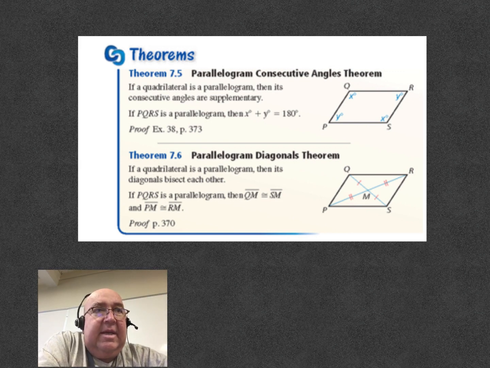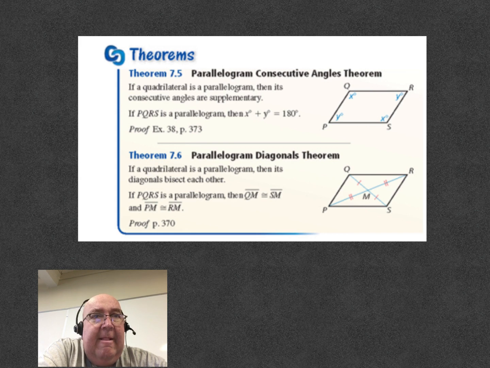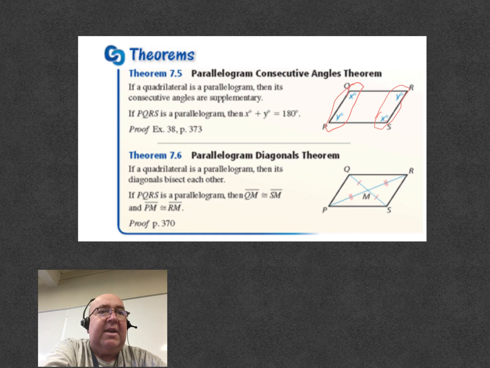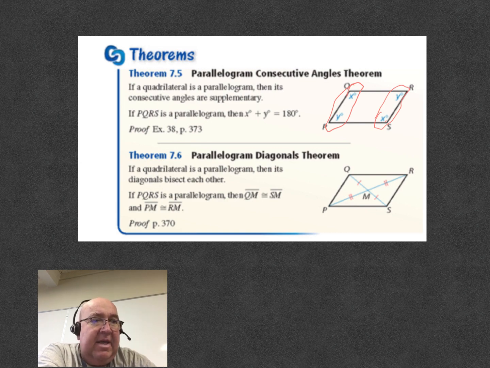Okay, so now we have the consecutive angles theorem. If a quadrilateral is a parallelogram, then its consecutive angles are supplementary. So on the same side, those are supplementary, meaning they'll add up to 180 degrees. They also have a parallelogram diagonals theorem, meaning that the diagonals from vertex to vertex will bisect each other and be equal lengths on either side.